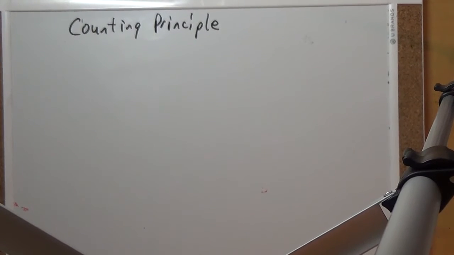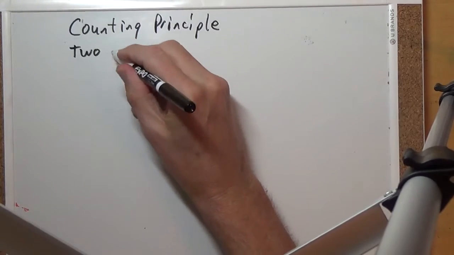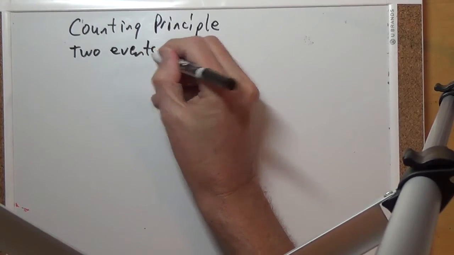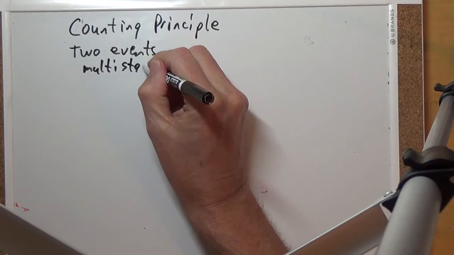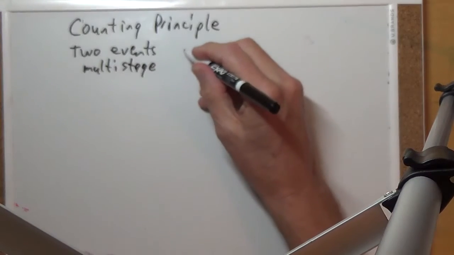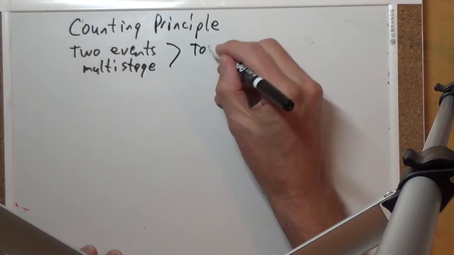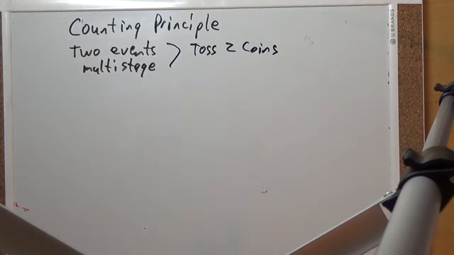Okay, I'm going to talk about the counting principle. I'm going to give it to you maybe in simpler terms than the book does. So let's look at two events. So we're doing multi-stage. Something like toss two coins. Here's what the counting principle says.